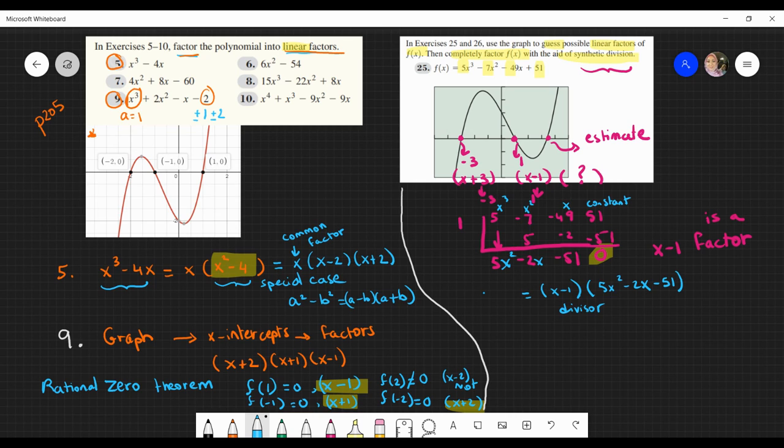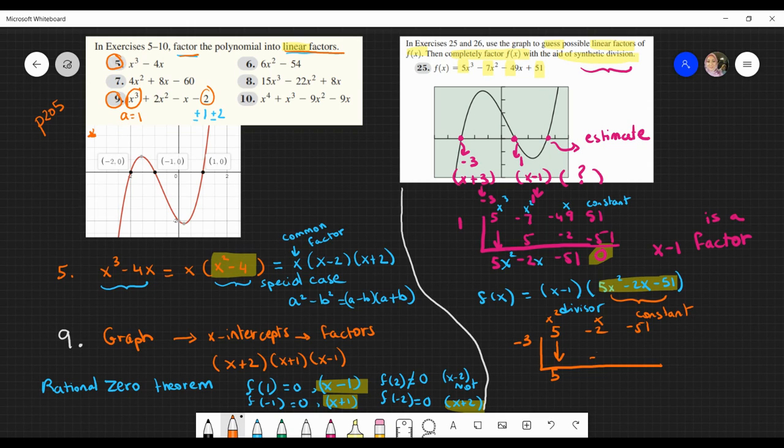We are not done yet because this is not linear, so we need to break this down more. If you want to do the X method, you can go ahead and do the X method. But another friendly option would be to do the synthetic division again. And now I'm not going to use 1, but I'm going to use -3 because I already used 1. And I'm going to take this quadratic, 5, -2, -51. This had an x squared next to it, this had an x, and this is the constant.